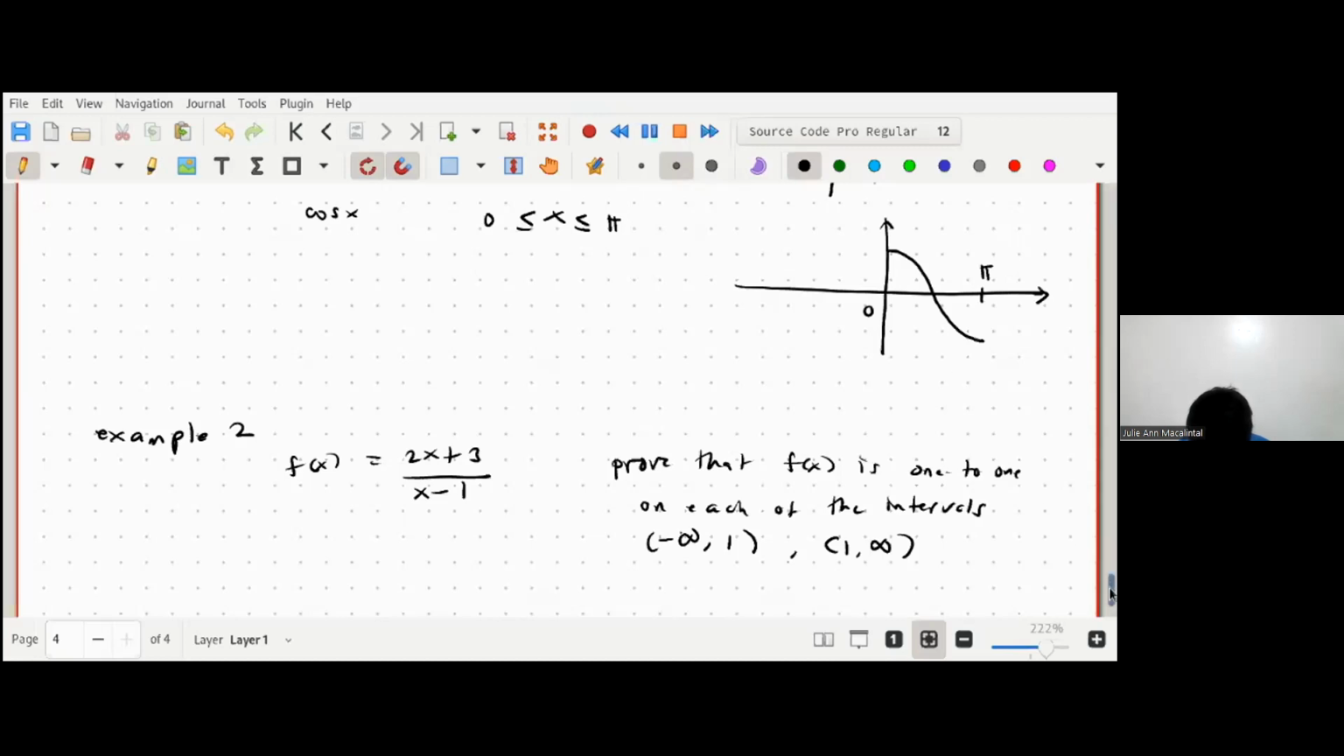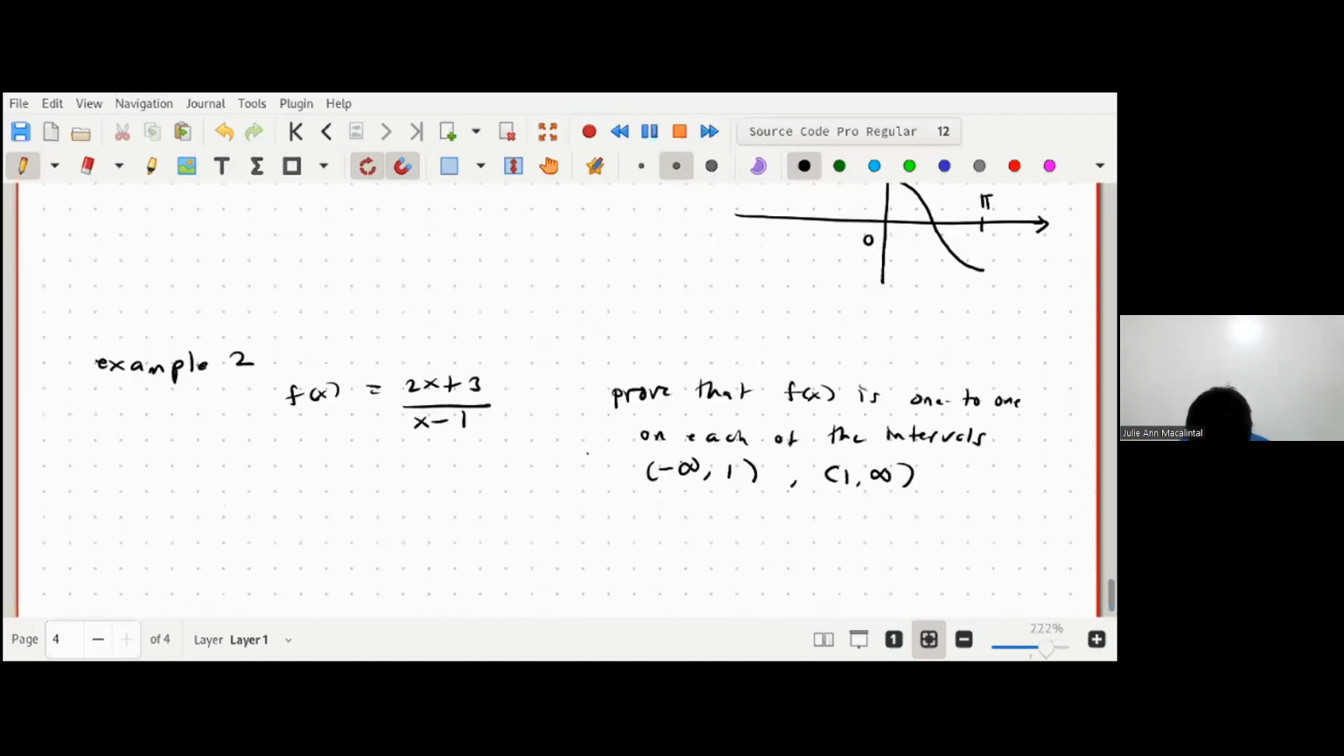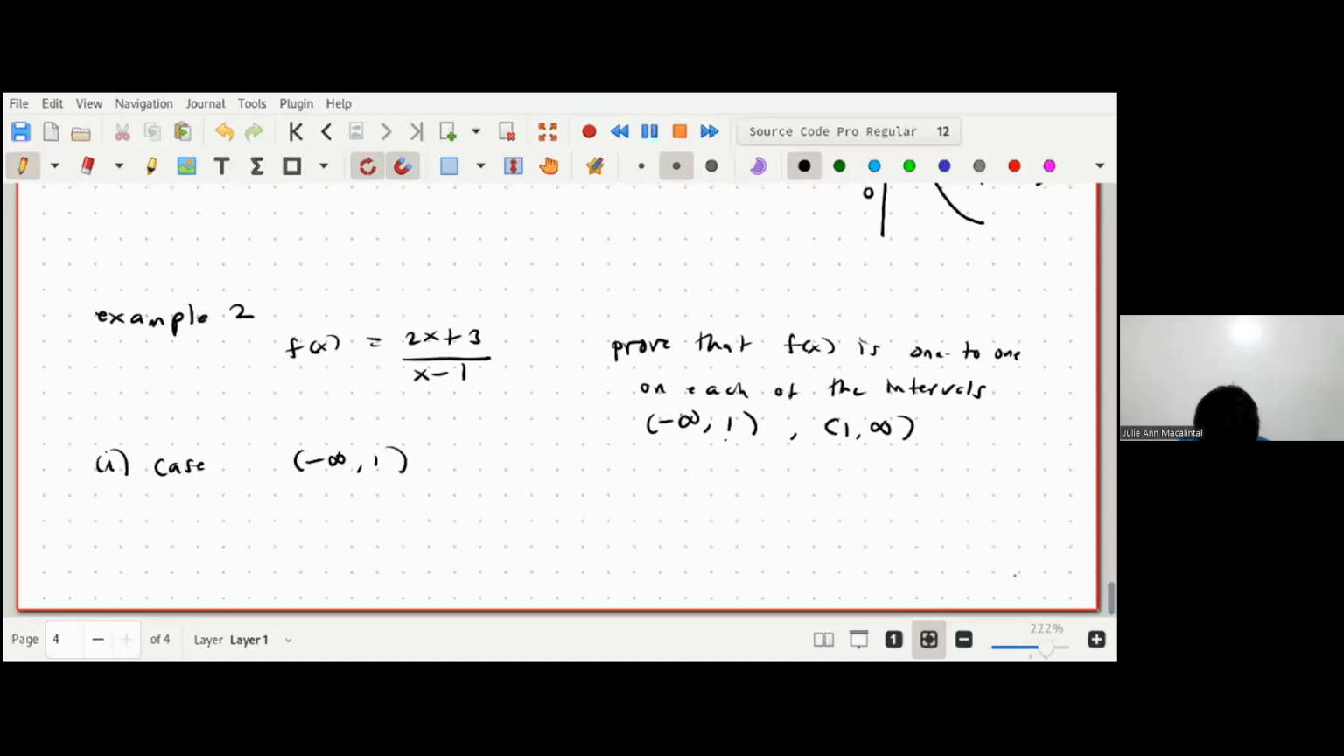So dito, kaya siya mas complicated lang kasi yung proof ay kailangan natin i-prove na monotonic or increasing. How do you prove na increasing yung function or decreasing yung function from minus infinity to 1? What do we need to do? So ito, yung first case, case 1, the interval is minus infinity to 1. So how do we show that the function is monotonic or purely increasing or purely decreasing?